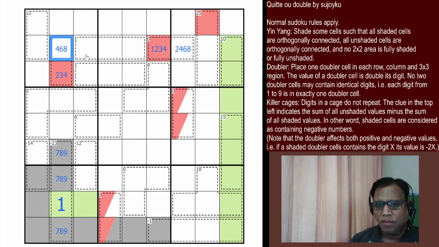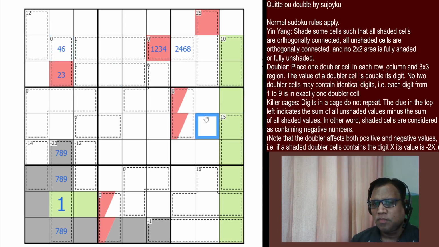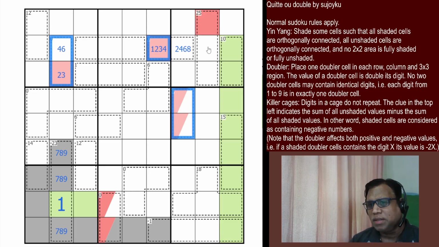7, 8, 9, right? That means this is not also 8, and if this cannot be 8, this cannot be 4. So that's 2, 3, or 4, 6. 25, this is doubler, right? And now we know that. Oh, wait, now another interesting thing, right? Both of this cannot be unshaded. So all of this cannot be unshaded.